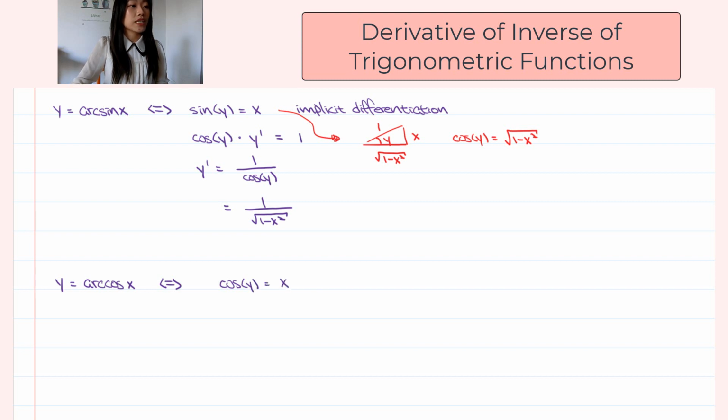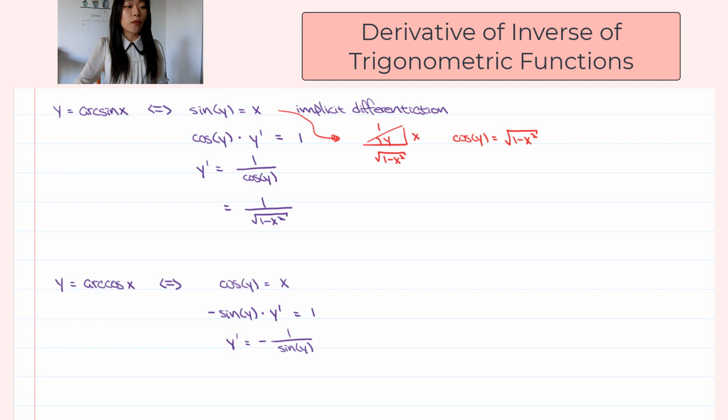Then we use implicit differentiation again. On the left-hand side, we take derivative of cosine of y, which is negative of sine of y. And since y is a function of x, we use chain rule. So multiply by derivative of the inner function, y prime. On the right-hand side, I have derivative of x, which equals 1. So y prime equals negative of 1 over sine of y.